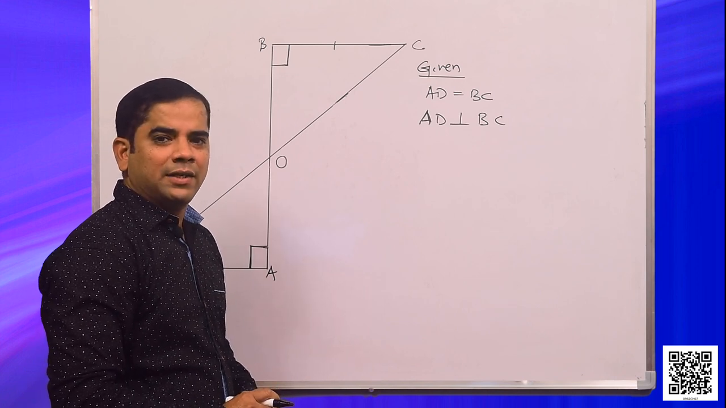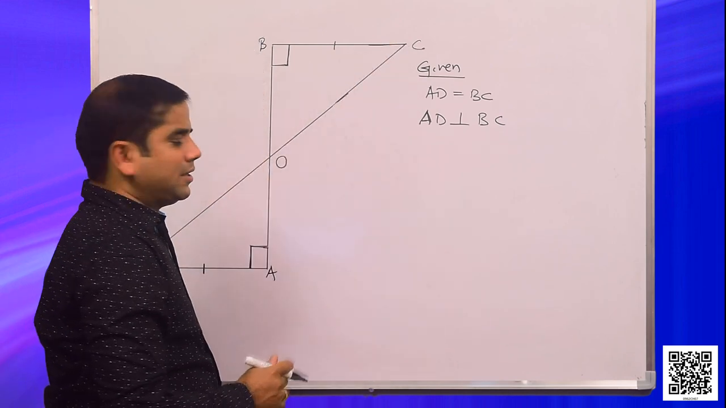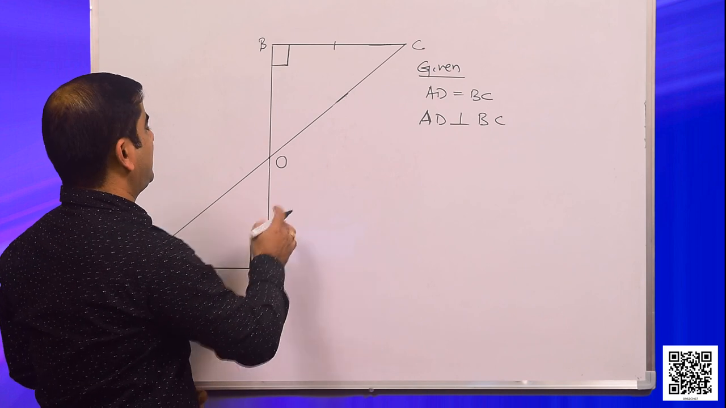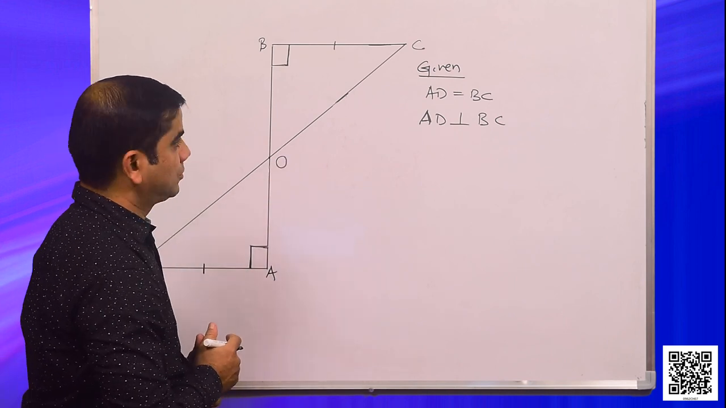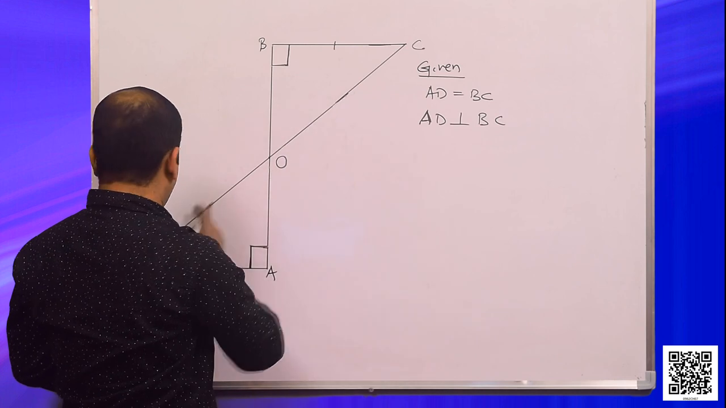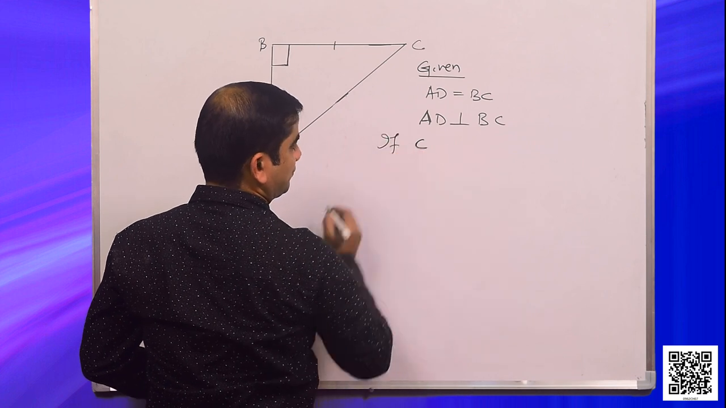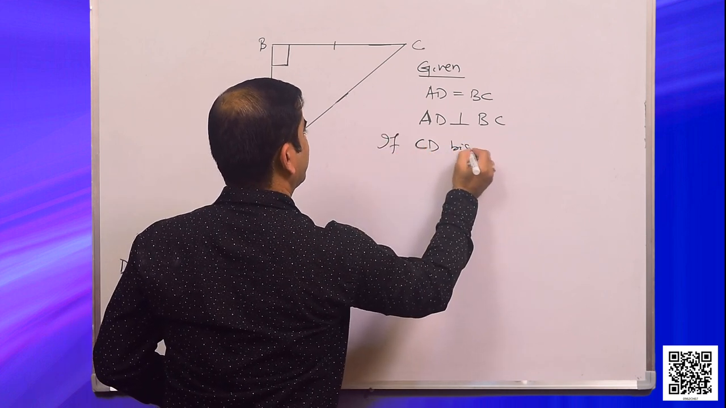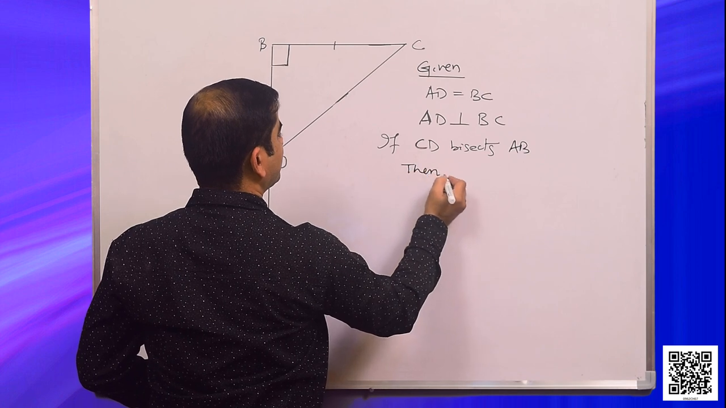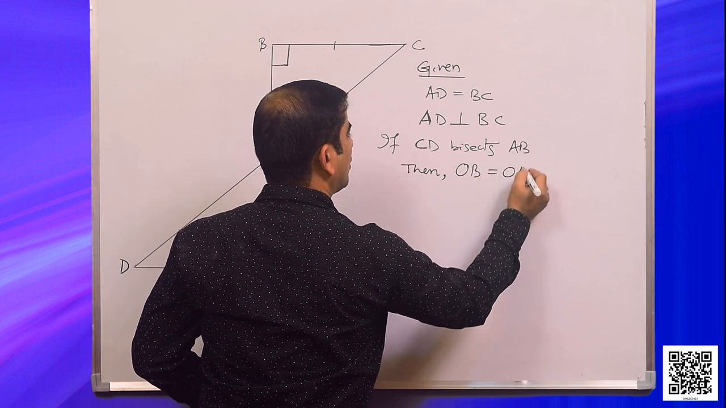And we need to prove that CD bisects AB. That means this line CD bisects AB. So I have given the point of intersection of AB and CD as O, as it is given in your book. Okay. So how can we prove that CD bisects AB? CD bisects AB when OB is equal to OA.